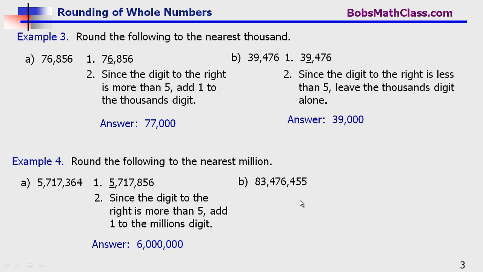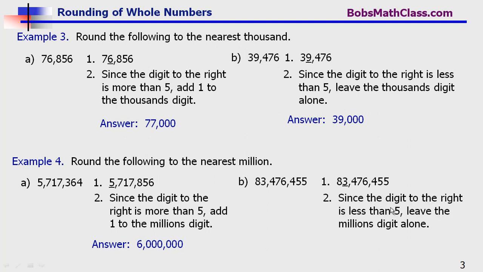Last one. Find the millions place. Underline it. Look at the digit to the right. It's less than 5. It's only a 4. So we're going to leave the millions digit alone. And then everything after it will become 0. 83 million.